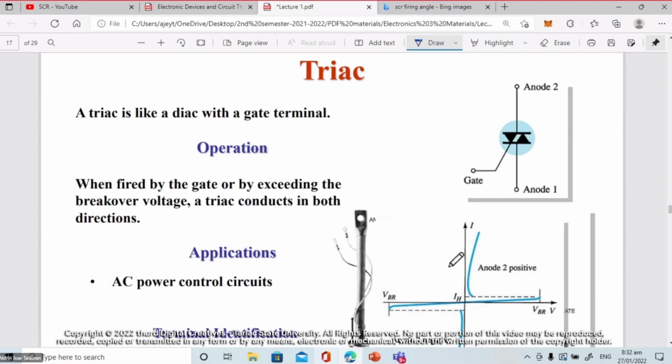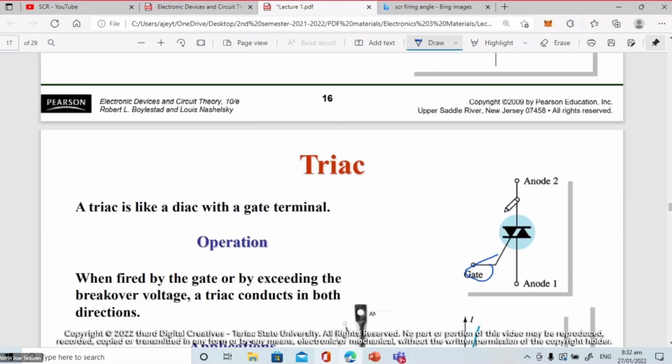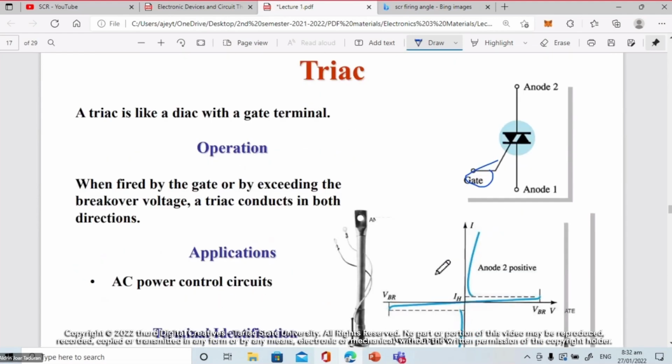And lastly, hindi pa pala to. Diode. Okay? So, diode natin na yun. Meron tayong pangatlong layer. So, kumbaga, ito, diode, anode, cathode, wave. Pag nilagay mo ng triac siya, okay? A triac acts like a diac, pero meron siyang control terminal, which is the gate. When firing the gate by exceeding the breakover voltage, a triac conducts in both directions.